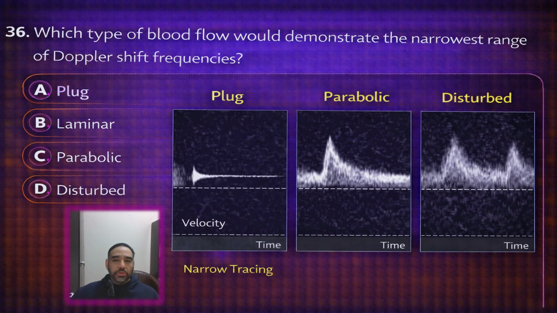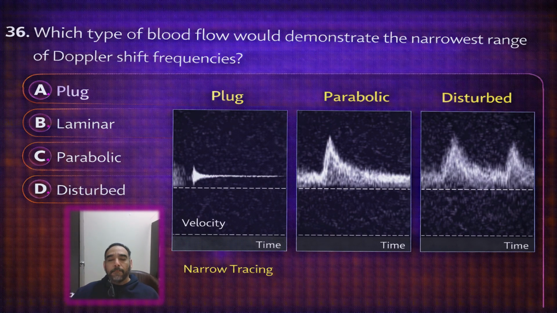Okay, so the next question is, which type of blood flow would demonstrate the narrowest range of Doppler shift frequencies? And the answers are A, plug, B, laminar, C, parabolic, or D, disturbed. And the correct answer here is plug. So plug flow demonstrates the narrowest range of Doppler shift frequencies.